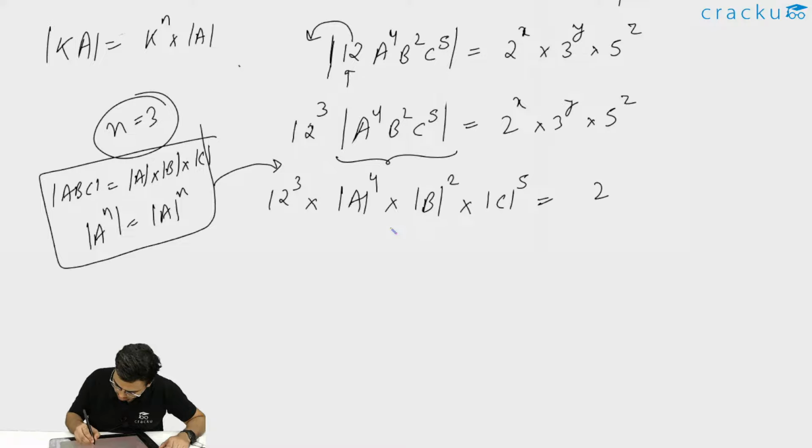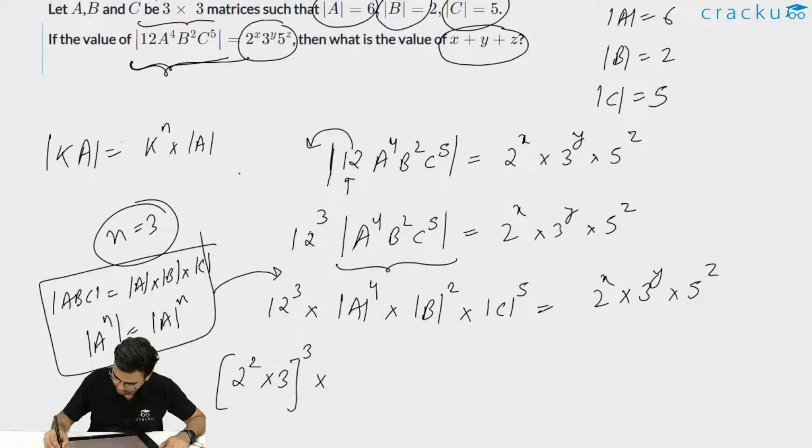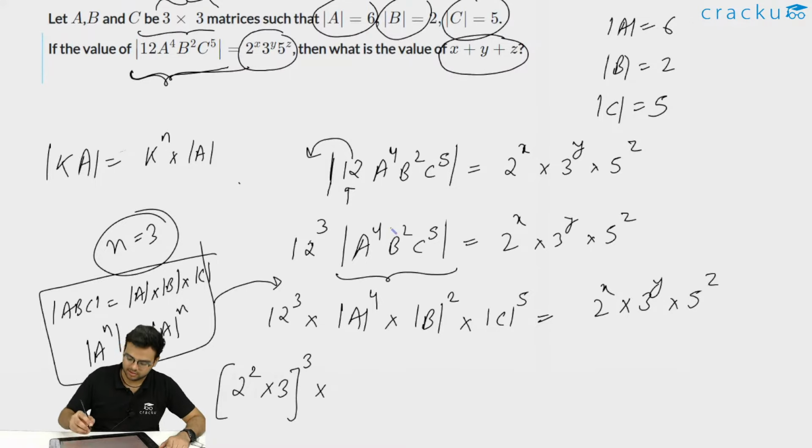This is equal to 2 to the power x, 3 to the power y and 5 to the power z. 12 cube can be written as 2 square into 3, because now we have to simplify everything into powers of 2, 3 and 5. So this is 2 square into 3 whole cube into, what is determinant of A? Determinant of A is 6. So 6 can be written as 2 into 3.